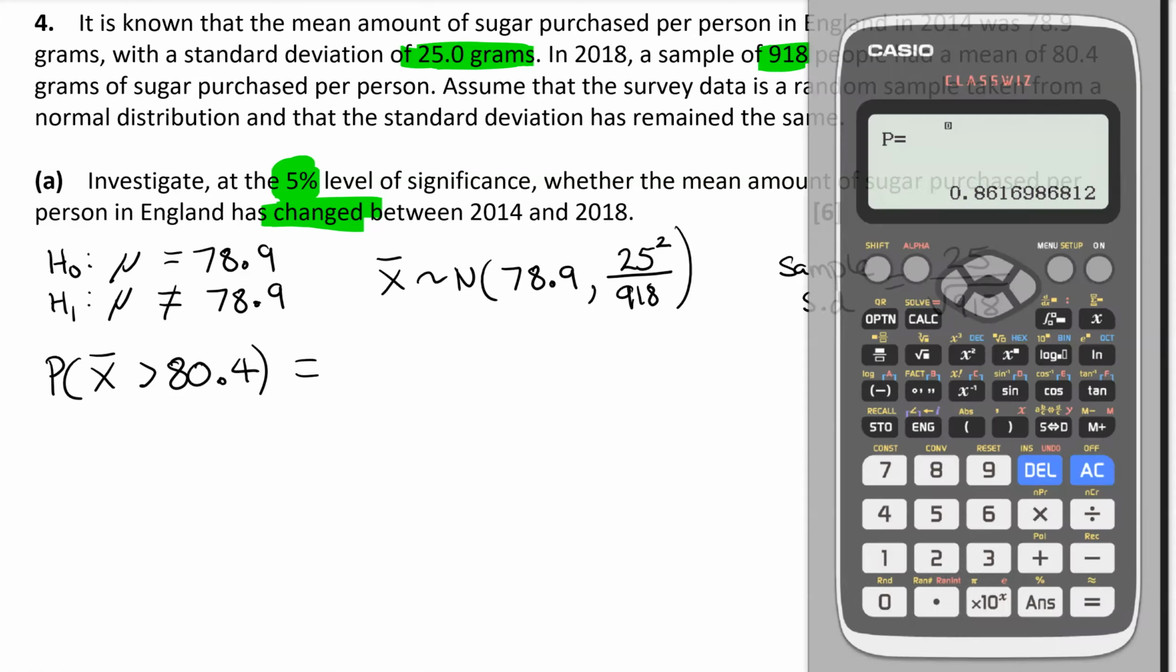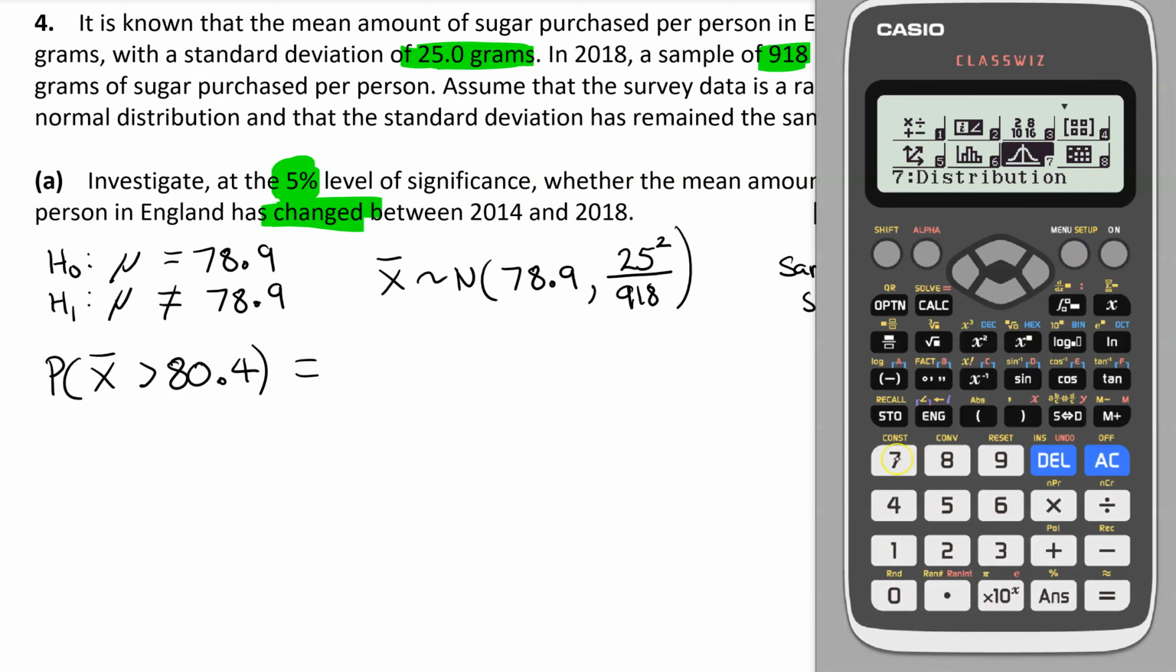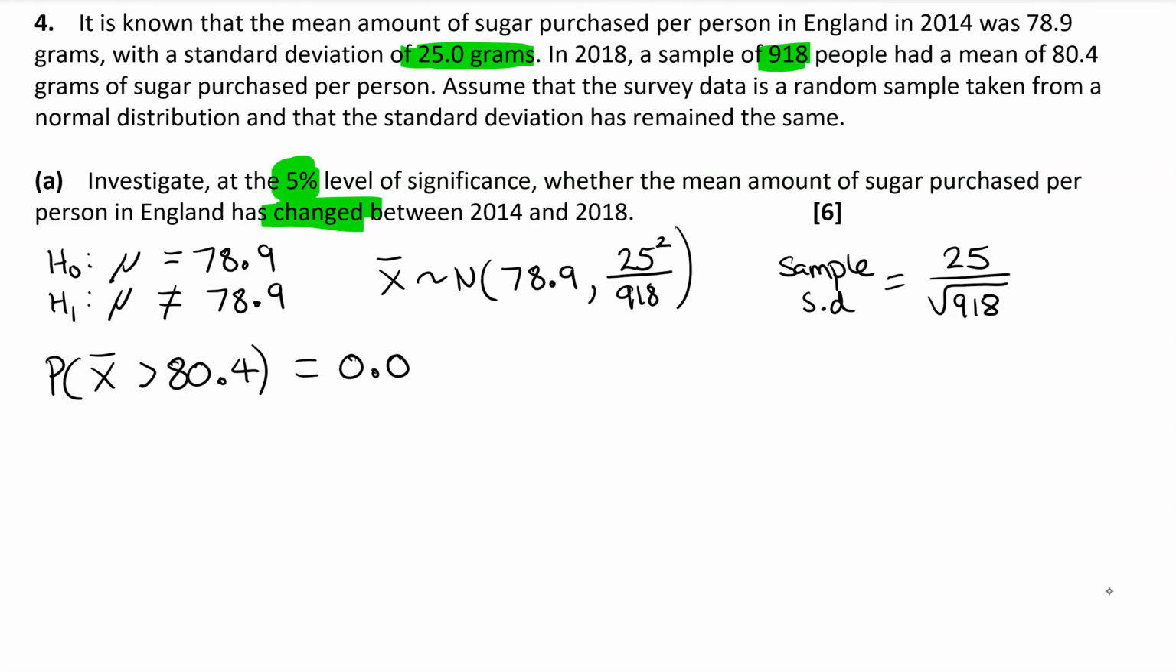So we work this out on the calculator. I go menu, 7, and then normal CD. My lower limit is going to be 80.4. My upper limit, just put in a big number, such as 100,000. Standard deviation, remember this is 25 divided by the square root of 918. The population standard deviation is 25, but for the sample I need to divide it by the square root of n, so divide it by square root of 918, and my mean is 78.9. I'm going to do that to three significant figures. Remember, please put three significant figures. I get 0.0345.